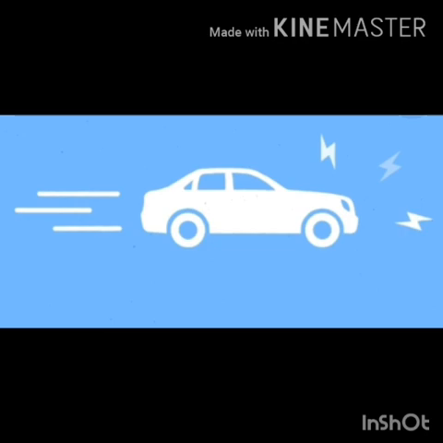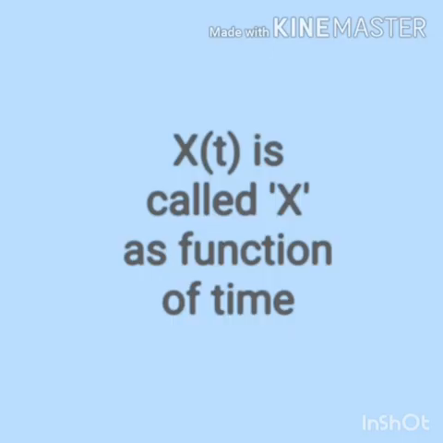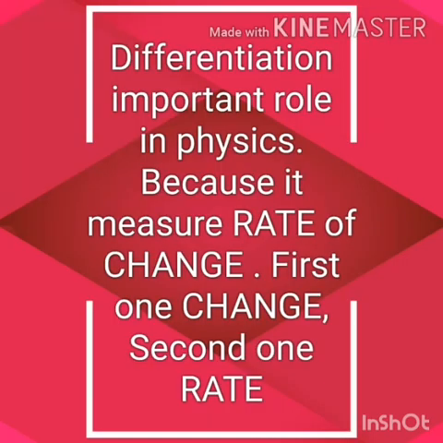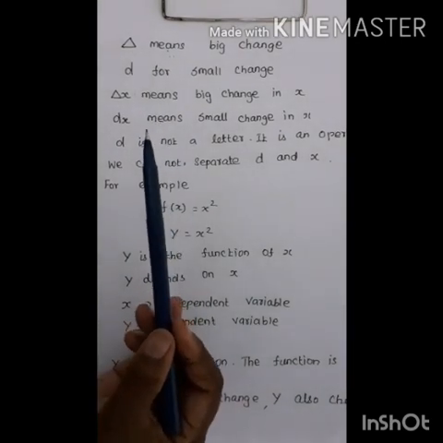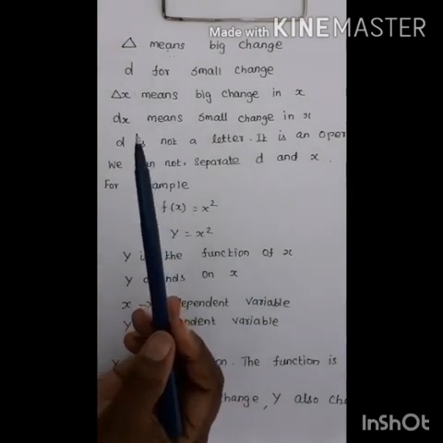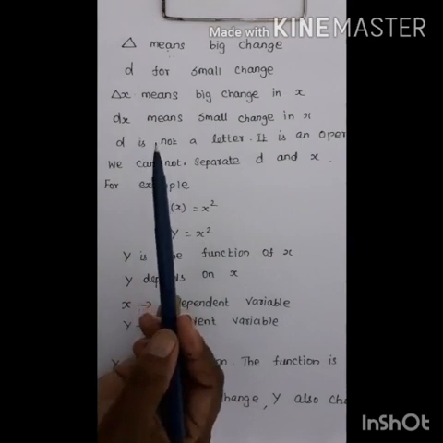Another example, the position of a car in motion along the x direction can be represented by x of t. This is called x as a function of time. Here x denotes the x coordinate. Differentiation plays an important role in physics because it measures the rate of change. First one, change; second one, rate. Now first let us talk about change. Quantities are of two types: one is constant, another one is variable.